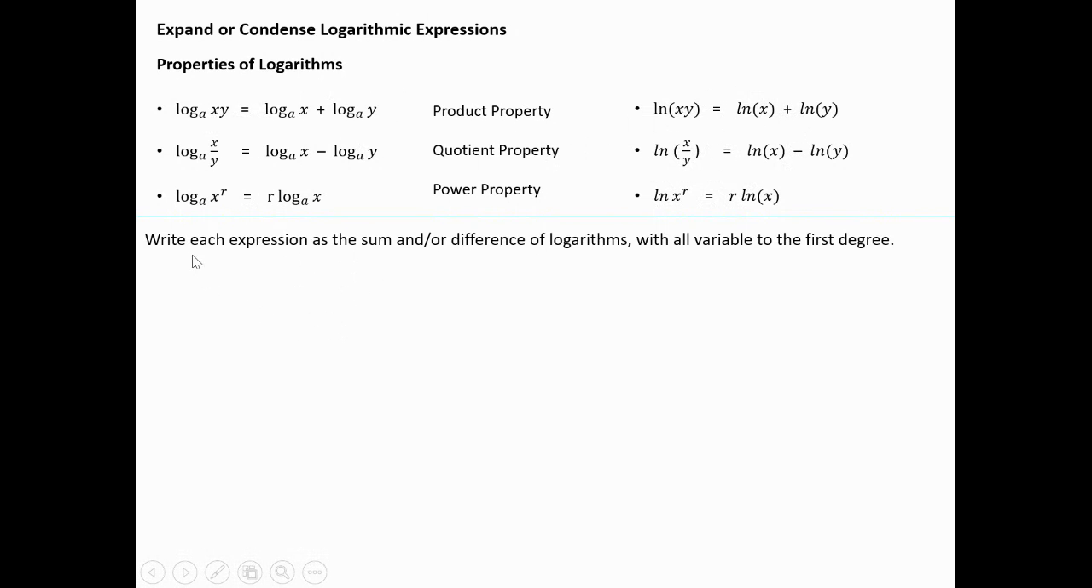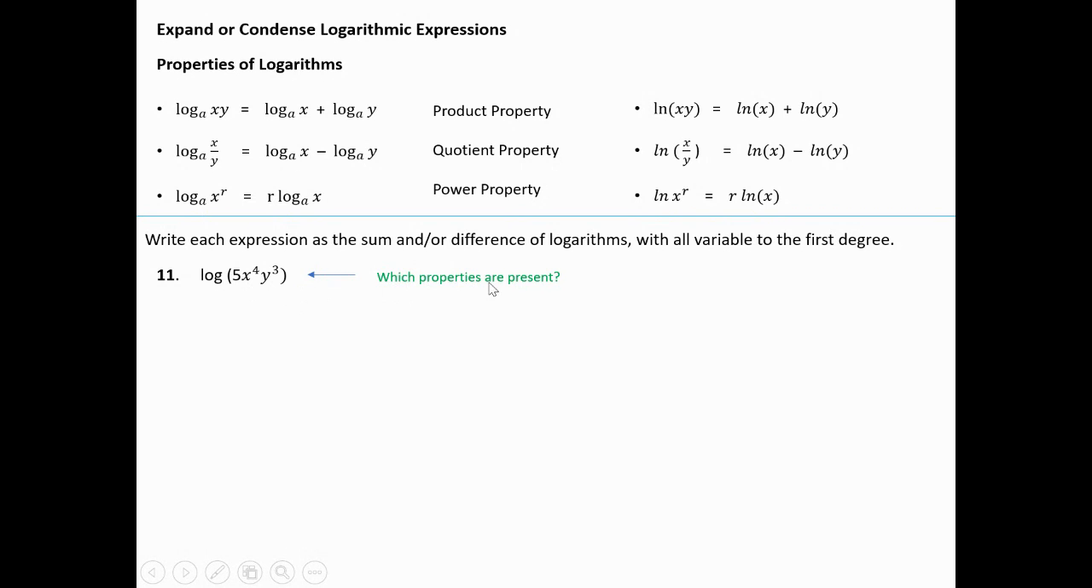Now it says here, write each expression as a sum or difference of logarithms with all variables to the first degree. Okay, now you have log of 5x to the fourth power, y to the third power. Like I tell my students, how many variables do we have here? We have 1, 2, 3. So it's going to give us 3 different logs.